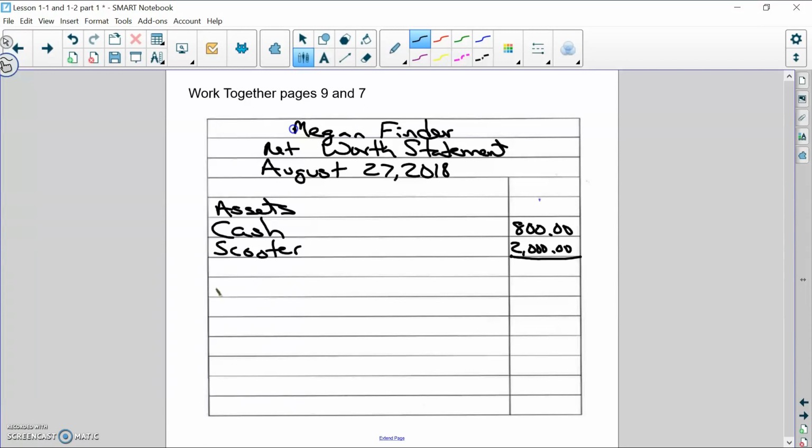So in this case, the next line is total assets. Total means we're going to add. So we add 800 plus 2,000, we get 2,800. Now I'm going to draw a single line underneath that, because later on we're going to come back and do some more math.